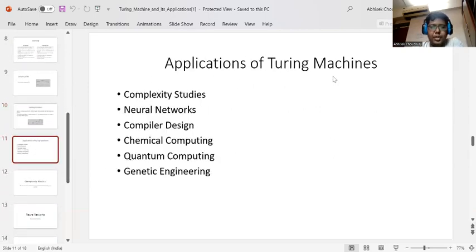And we have applications of Turing machines. So these are all the different applications: complexity studies, neural networks, compiler design, chemical computing, quantum computing, genetic engineering. There are more applications as well.